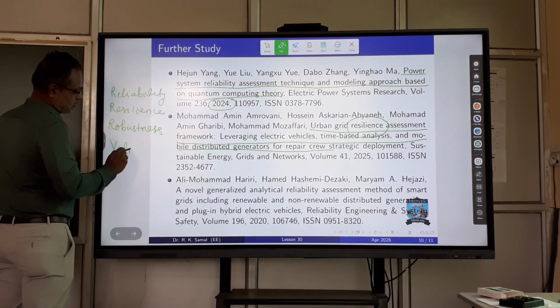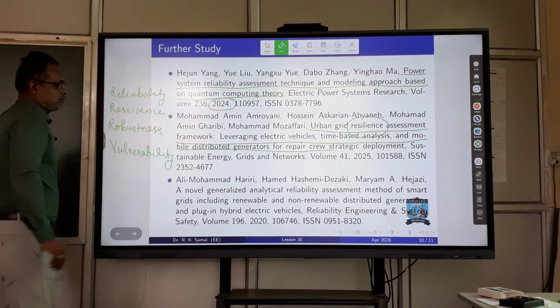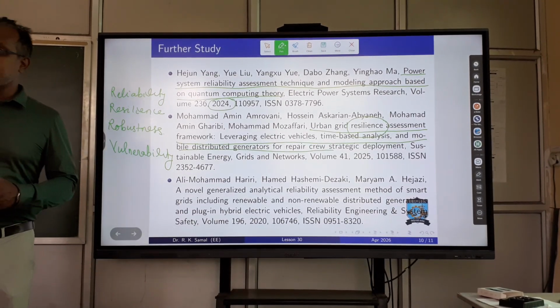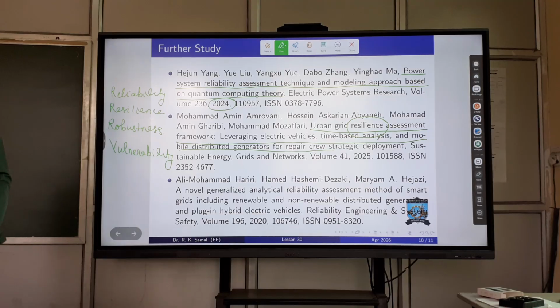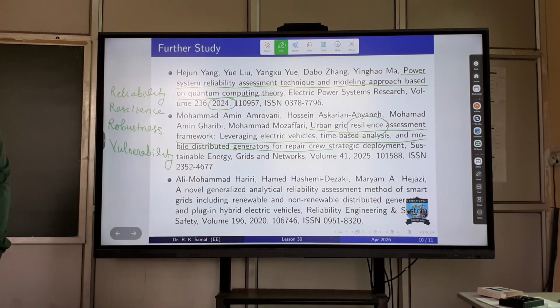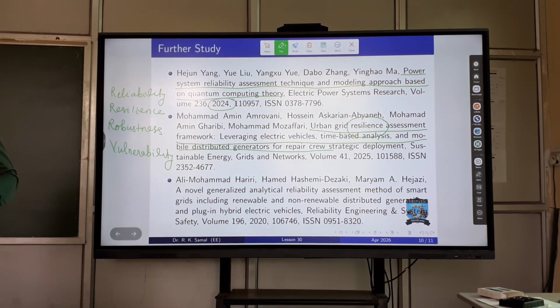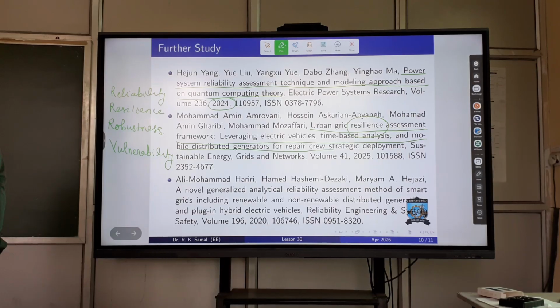Vulnerability. Vulnerability means, for any system, how the system can fail. When you want to defeat someone or some system, for example, somebody wants to completely hack into the system, he needs to find the vulnerability of the system.